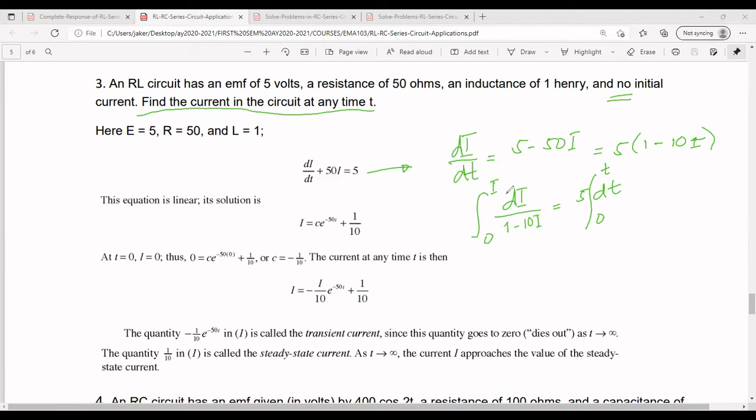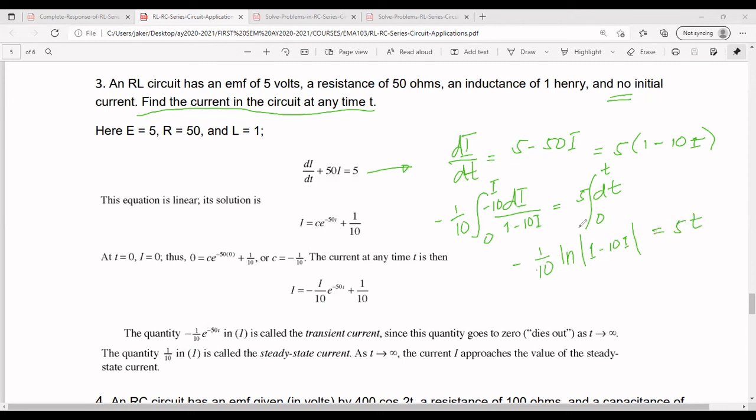This will yield an ln, provided that you place here a negative 10 and you have a negative 1 over 10 outside. So you have negative 1 over 10 times ln of, if you substitute the current I at any time t and the current 0 at time equal to 0, that's your initial current, you will have an answer of 1 minus 10I. No divisor anymore because anyway, this will be 0. 1 minus 0 is still 1. So we have this. On the right side, you have 5t.